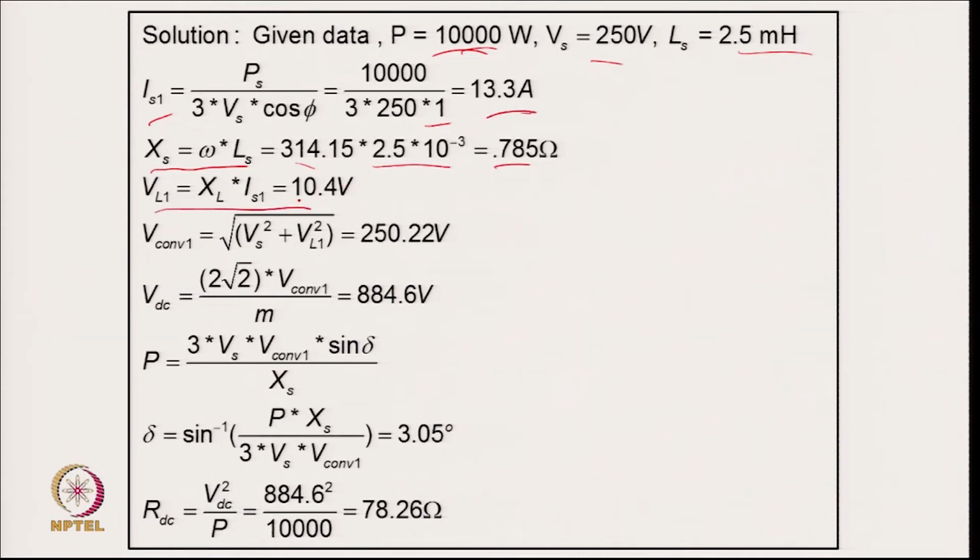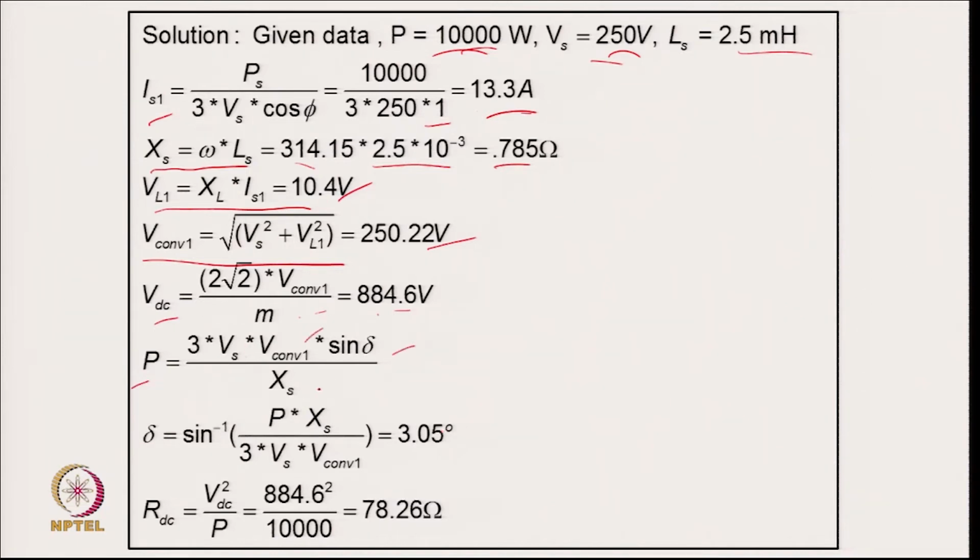I mean you can have XL into IS1, it comes to 10.4 volt, and the converter fundamental voltage, from the phasor diagram, you will get the square root of VSC square plus VL1 square. So, you put the value, 10 and 250, you get 250.22. That does not make much difference between VS and the converter voltage, and you can find out the DC link voltage from this fundamental converter voltage. From this relation you get 884.6 volt.